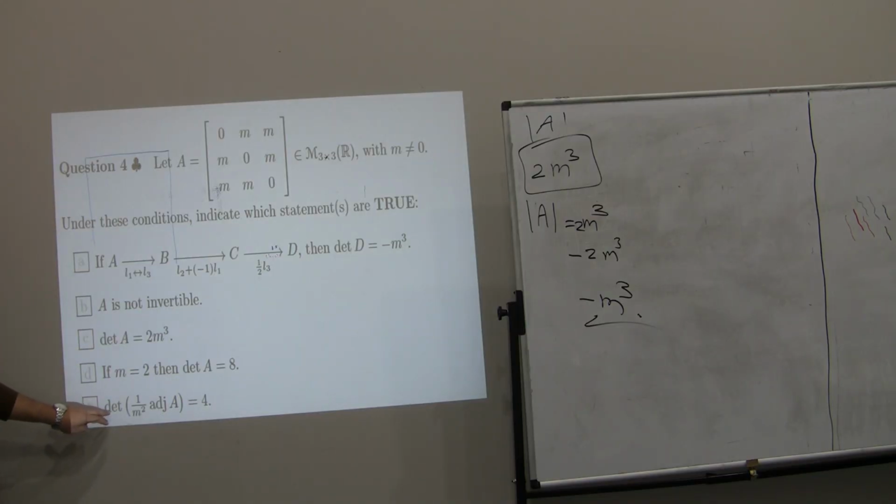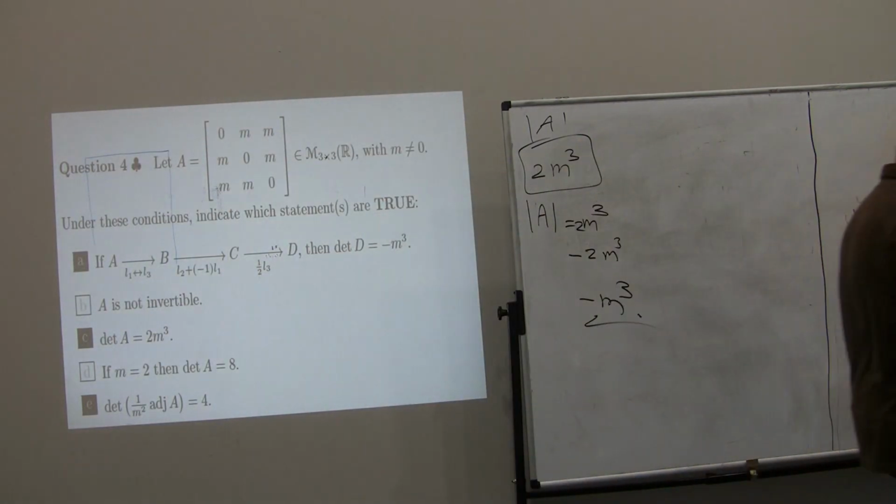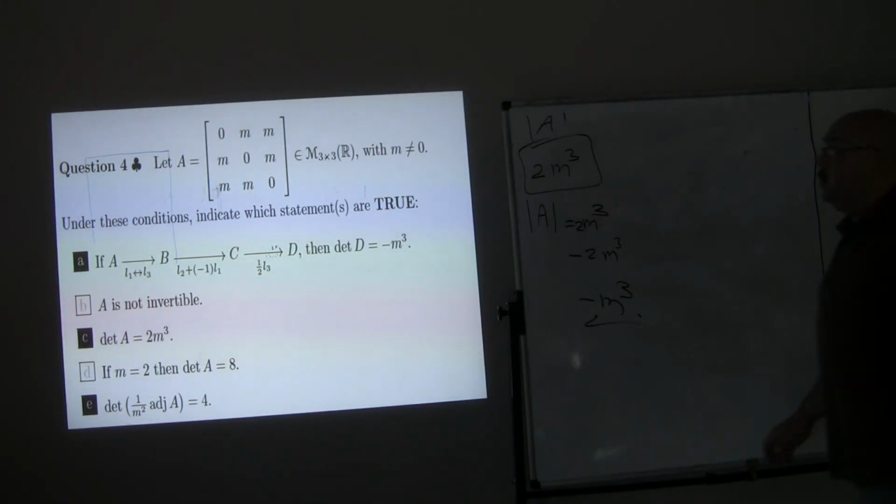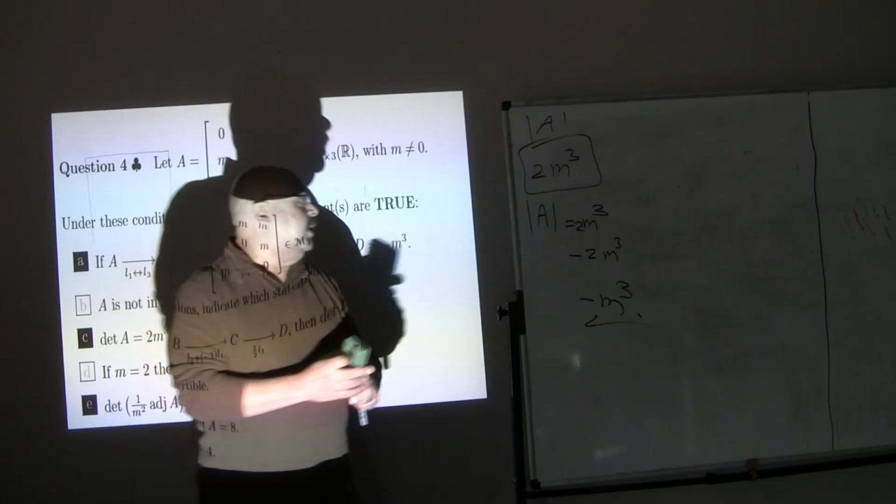Okay. If the determinant of 1 over m squared times the adjoint matrix is equal to 4, this is the correct answer. Simply because you know the value of the A adjoint matrix. If you are in confusion about this, just evaluate the value of the adjoint matrix. Can you evaluate the value of the adjoint matrix for this guy? I can. How can I do the adjoint matrix very, very quickly?